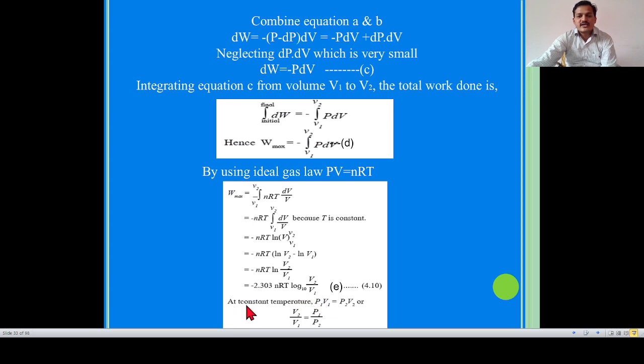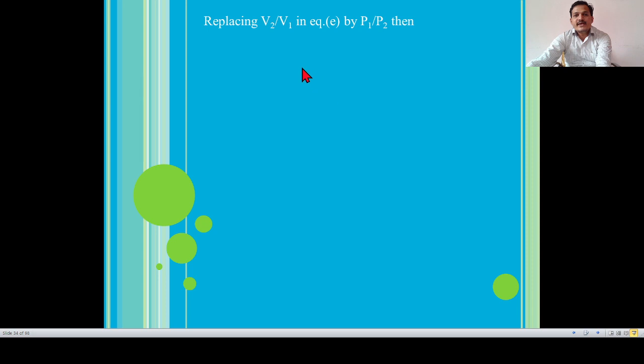Then at constant temperature, P1 V1 is equal to P2 V2, according to Boyle's law. Then V2 divided by V1 is equal to P1 divided by P2. Replacing V2 divided by V1 in the equation by P1 divided by P2, W max is equal to minus 2.303 nRT log to the base 10 of P1 divided by P2.